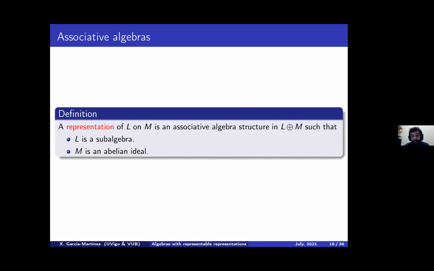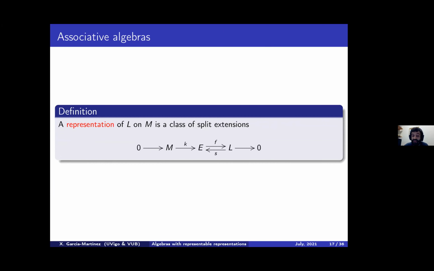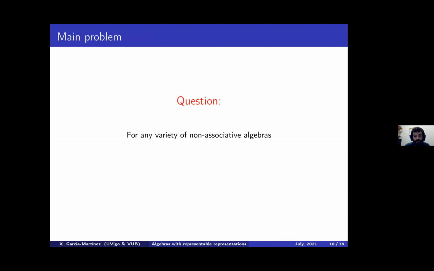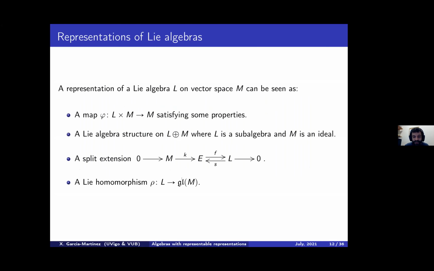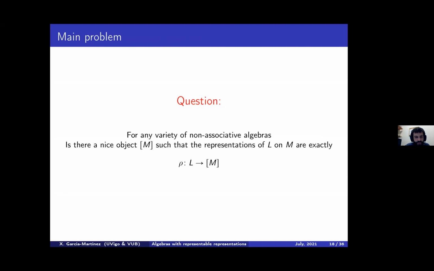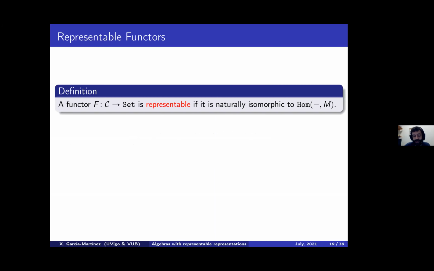It can be seen again as an associative algebra structure over here. It can be seen as a class of split extension. So the question is about this fourth property that we had in Lie algebras, the existence of this nice object here. Is there a nice object like this in associative algebras? That's the question. Can we see representations in associative algebras as just associative homomorphisms from L to some nice object over M? This was interesting for us because the existence of this object seems somehow odd, and we were thinking if it was possible. So to do this, we went to the language of category theory.